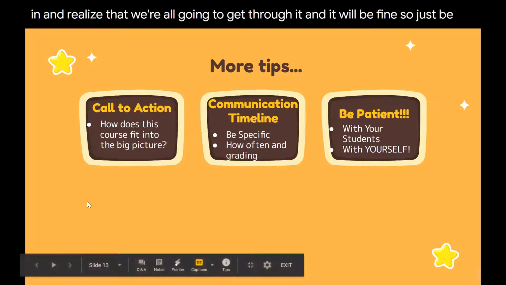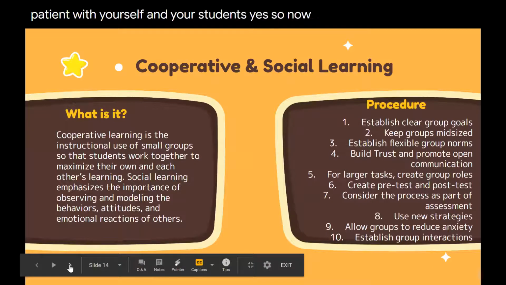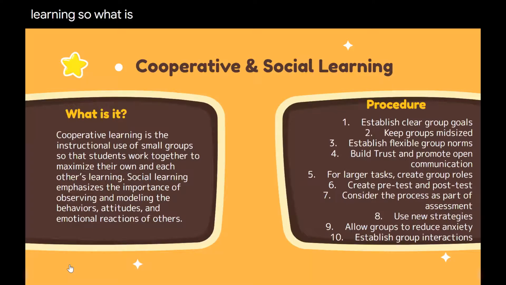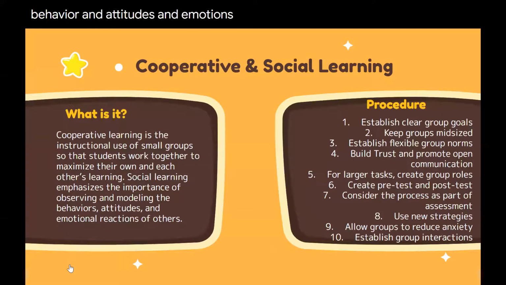So just be patient with yourself and your students. So now, cooperative and social learning. What is it? Cooperative learning is using small groups that work together, and social learning is thinking about modeling and observing behavior and attitudes and emotional reactions of other people. So they're watching each other.